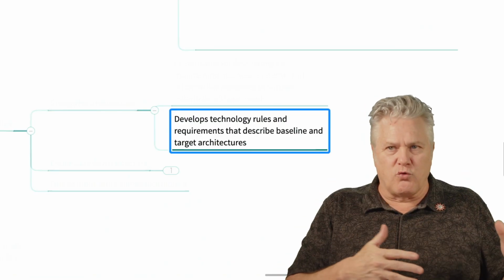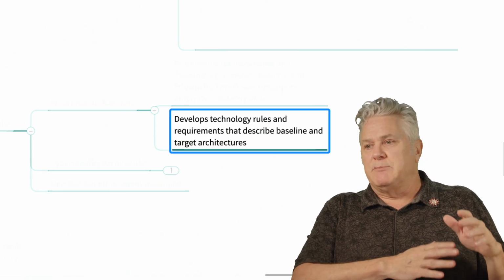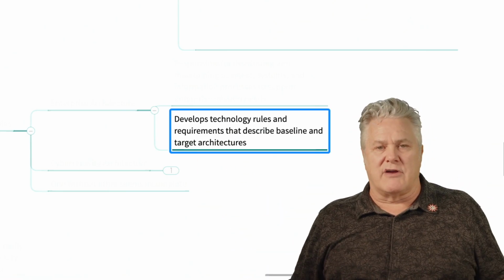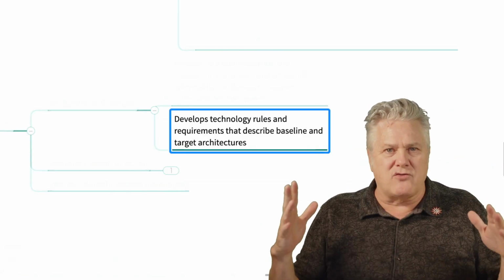But we create those rules and requirements that describe the baseline and target architectures so that people don't go running off in 16 different directions and we get shadow IT and all those problems that we run into. So that's the enterprise architect.